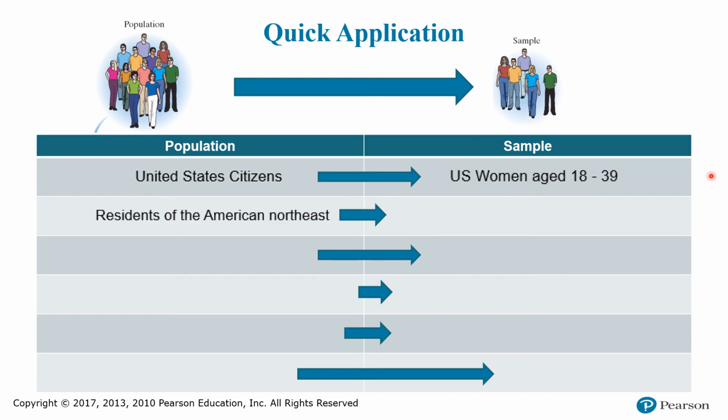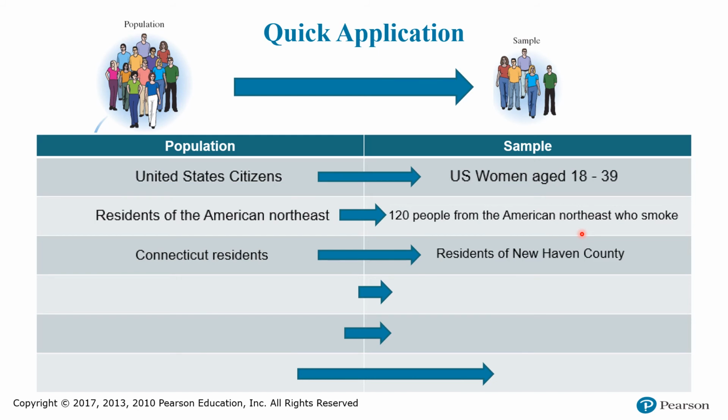citizens. If my population is residents of the American Northeast, right? So New York, New Jersey, Connecticut, Massachusetts. Then my sample could be 120 people from the American Northeast who smoke. Maybe I'm doing some sort of statistical study about the impact of smoking. Connecticut residents, if that was my population, a subset could be residents of New Haven County, right? These are residents who are pulled from the state of Connecticut, but specifically live in New Haven County.